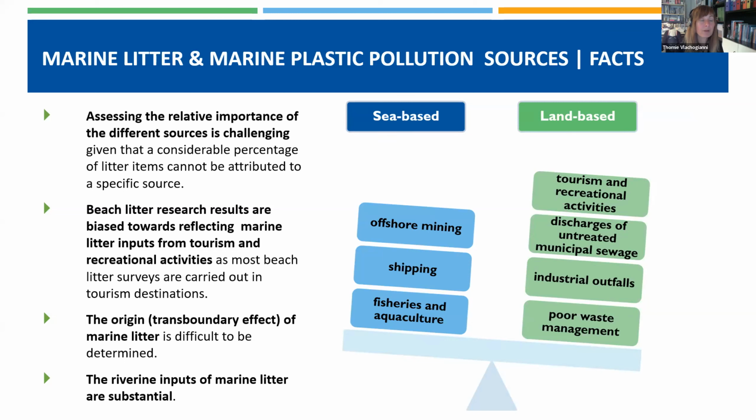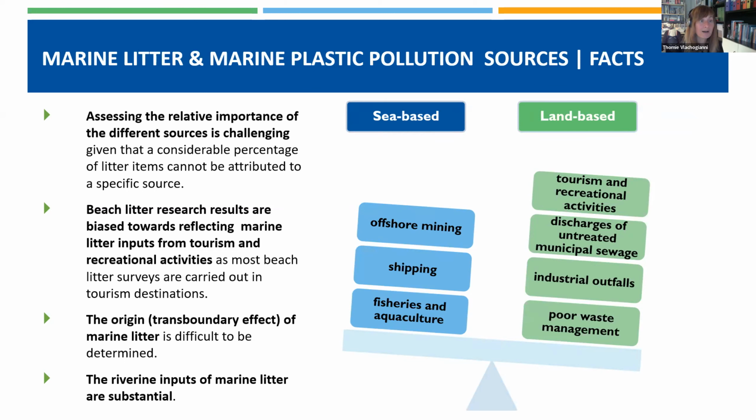So obviously, if we go to a tourism and recreational site, the main source of marine litter will be tourism and recreational activities. But if we go in the vicinity of a fisheries and aquaculture plant, obviously fisheries and aquaculture related items will be the types of items found in higher abundances.